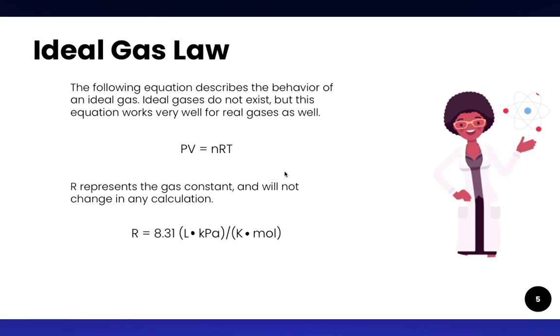Okay, so let's define these variables. You should recognize a few of them already. So the first one, P, stands for pressure. Then we have V, which stands for volume. On the right-hand side, there's a new one for you, n, and that represents the number of moles.